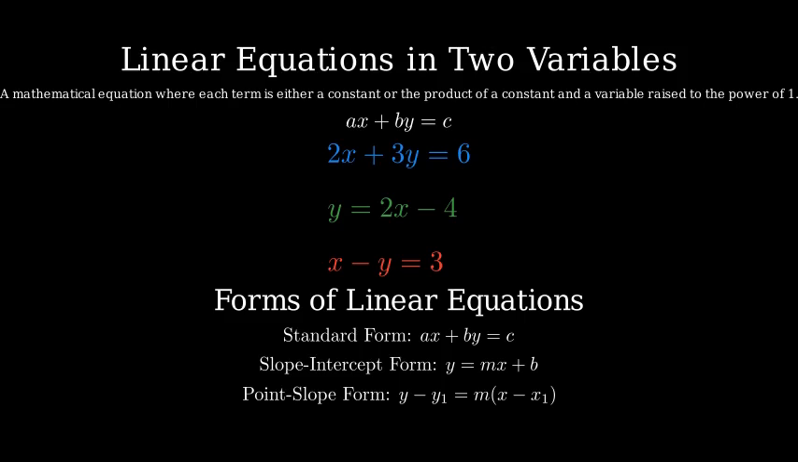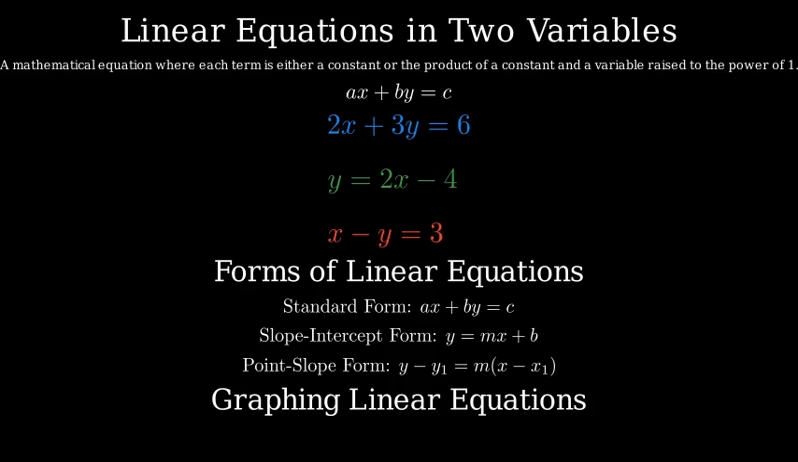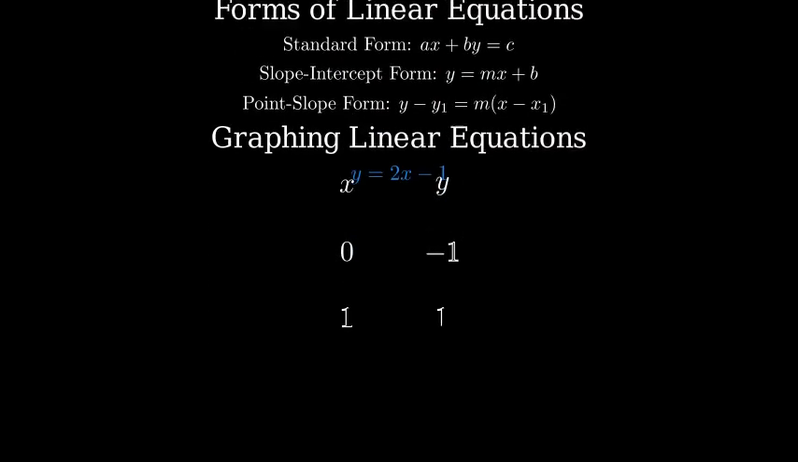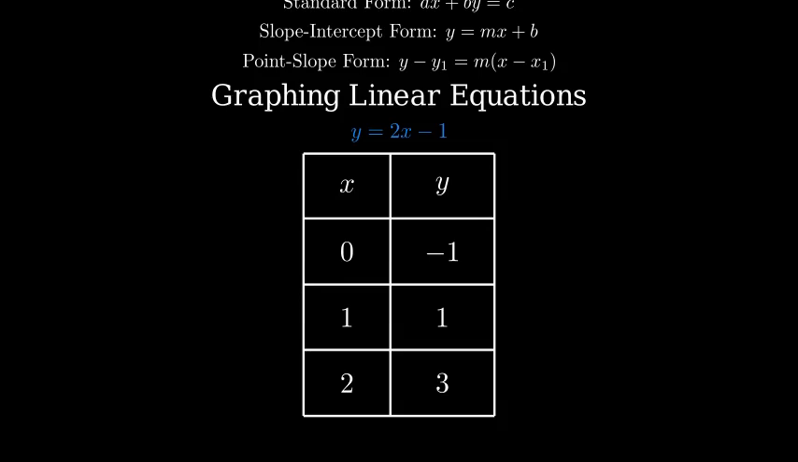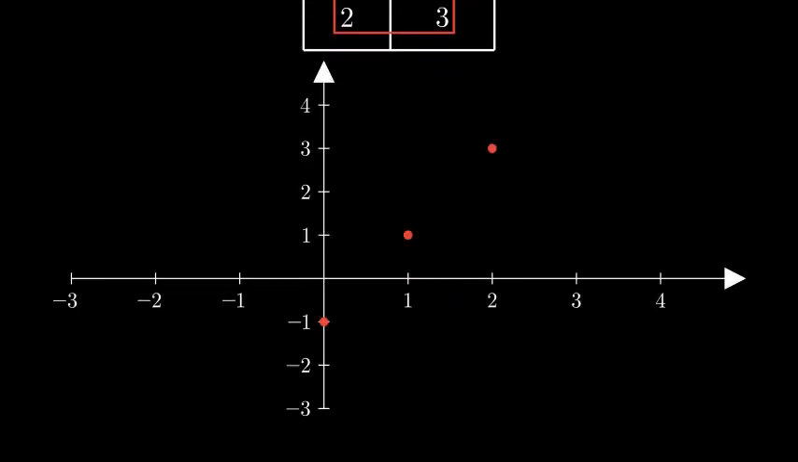Now, let's see how to graph a linear equation in two variables. To graph a linear equation, we need to find at least 2 points that satisfy the equation. Let's graph the equation y equals 2x minus 1. We'll create a table of values by choosing some x values and calculating the corresponding y values. When x equals 0, y equals negative 1. When x equals 1, y equals 1. When x equals 2, y equals 3. Now, we plot these points on the coordinate plane. Finally, we draw a straight line through these points, and that's our graph.